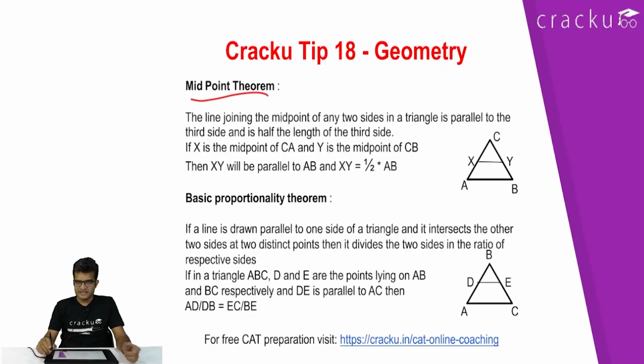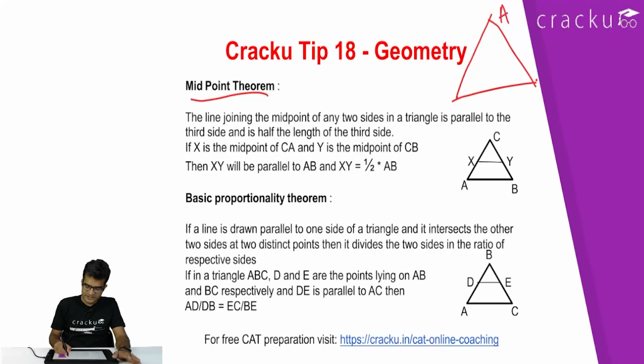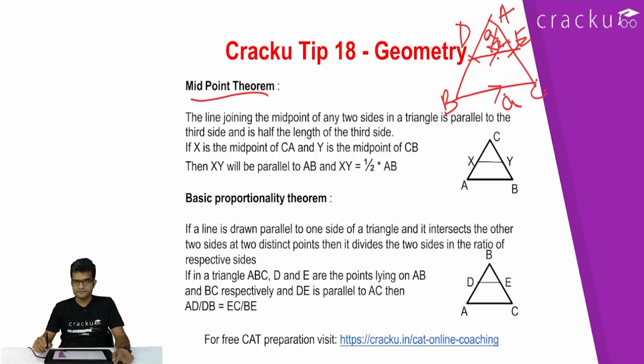Midpoint theorem is again another very important theorem in triangles. It says that if you have a triangle, let us assume that this is A, B and C, and if you join the midpoints of any two sides, if you draw a line joining the midpoints of any two sides, this line will be parallel to the third side and it will be of exactly half the length of the third side. That is, if the length of BC is equal to small a, the length of this one, say DE, will be equal to a divided by 2. This is the midpoint theorem.